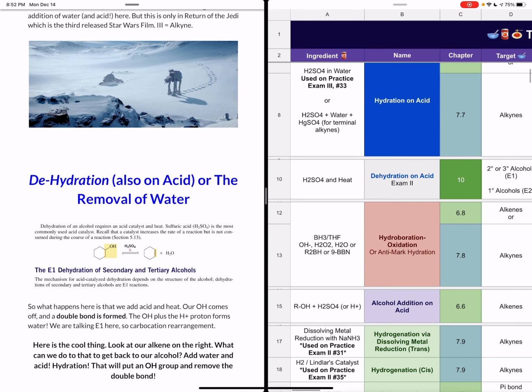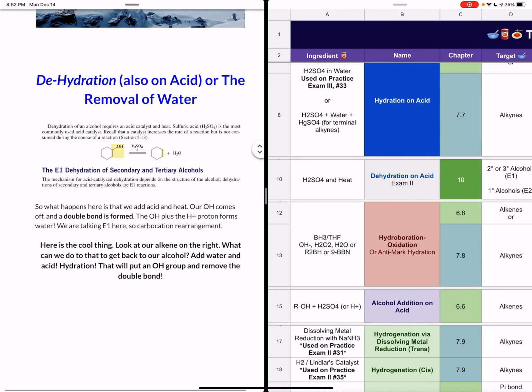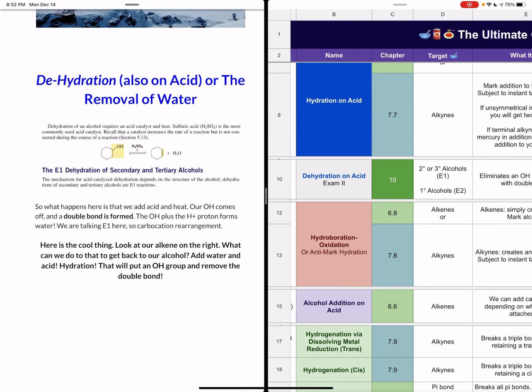So now we get to dehydration on acid. This really isn't until chapter 10, but it's the exact opposite of hydration. So I feel like it's worth looking into. Now, because we're working with alcohols, we're doing E1 with secondary and tertiary alcohols. And since E1 is a two-step process, it is able to be rearranged, okay? And this basically comes in with all you need is acid, like an H+, and some heat, and you're going to eliminate an OH, and you're going to replace that with a double bond. So this is what dehydration would look like.